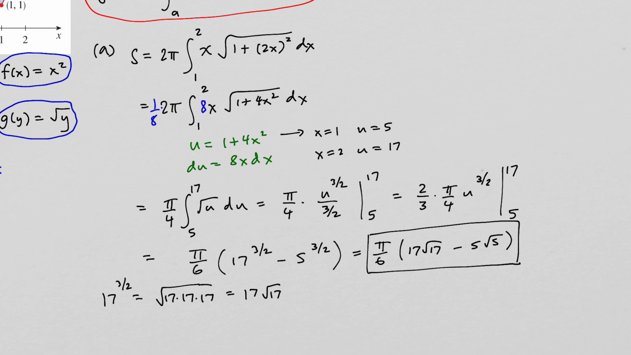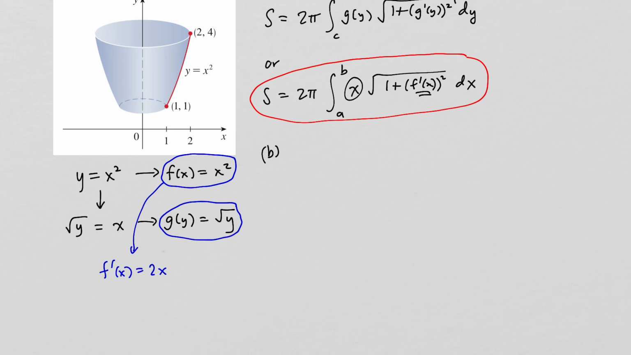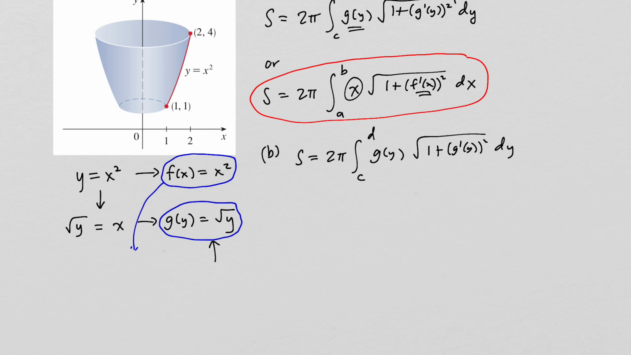Now let's try to do it with respect to y. To do this with respect to y, we're going to have surface area equals 2 pi times the integral from c to d of g of y times the square root of 1 plus g prime of y squared dy. So we know that g of y is the square root of y, so we need g prime of y. So g prime of y is going to be 1 over 2 square root of y.